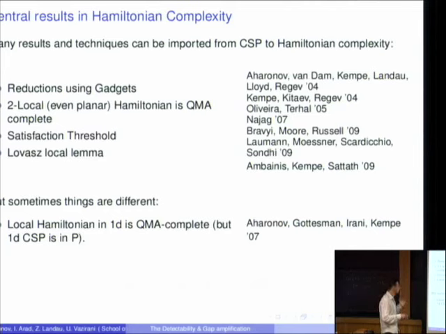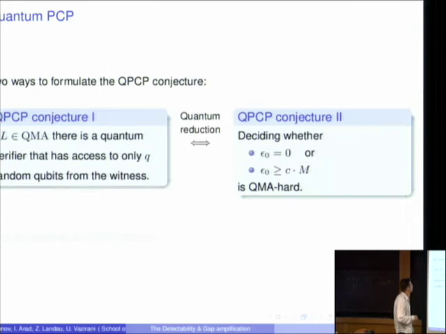So that kind of begs the question: what about the PCP? It's perhaps the most important result in classical complexity theory in the past 20 years. And do we have a quantum counterpart for this result? So before we dwell on that question, let's first define what a quantum PCP is. And just like in the classical case, I think there are two convenient ways of defining it.